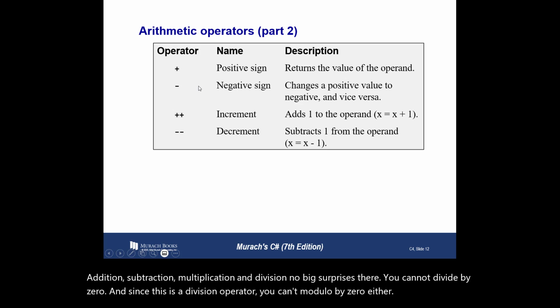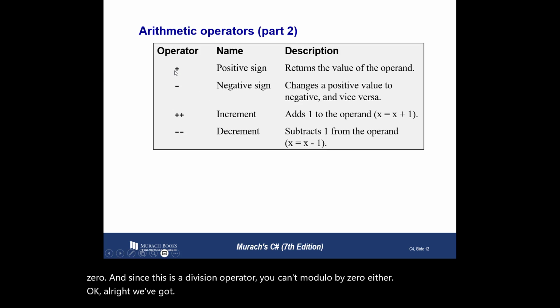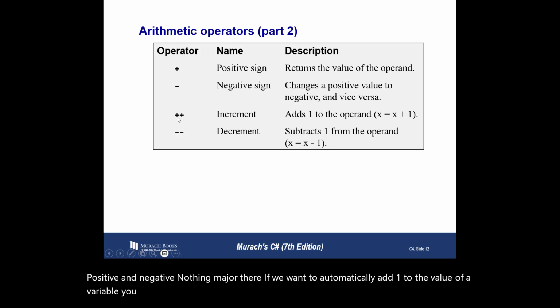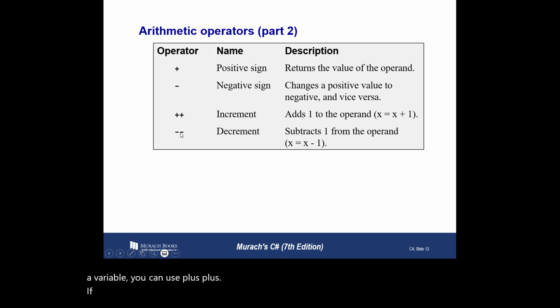Okay? All right, we've got positive and negative, nothing major there. If we want to automatically add 1 to the value of a variable, you can use plus plus. If you want to remove 1 from the value of a variable, you can use minus minus.